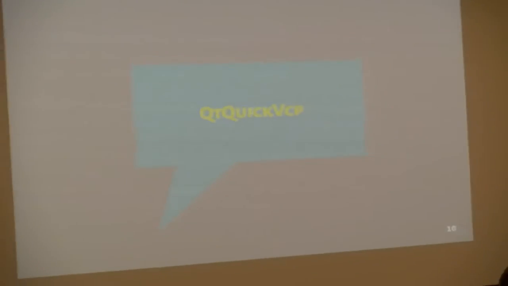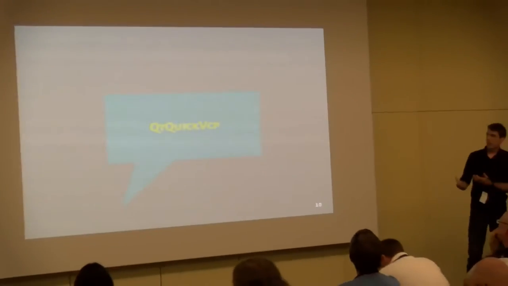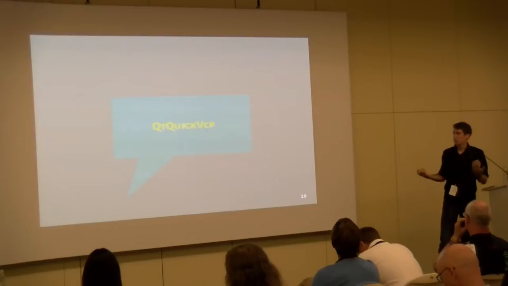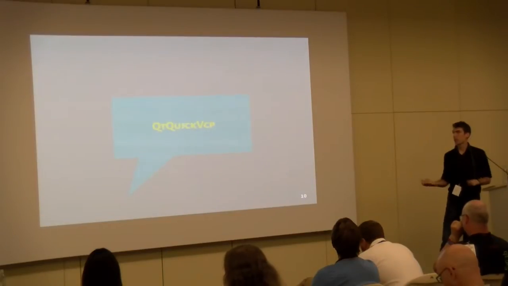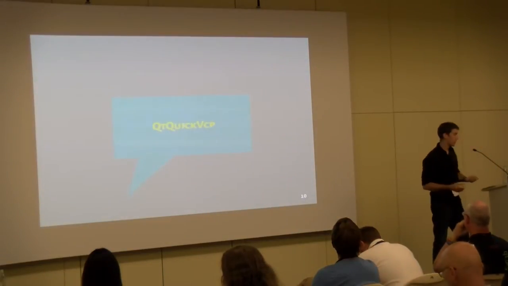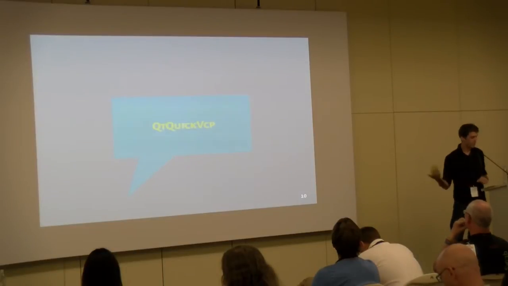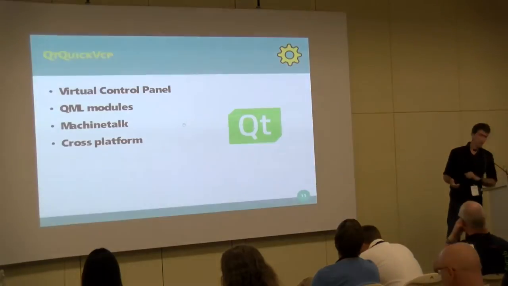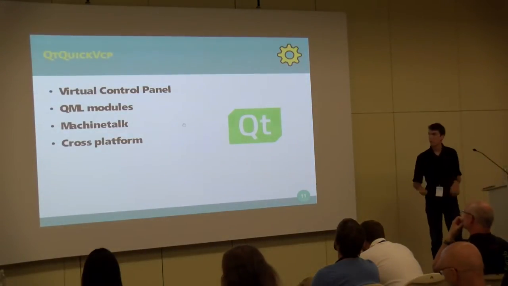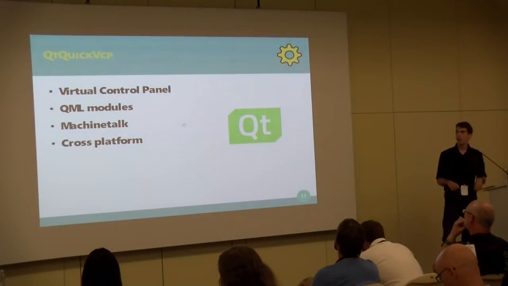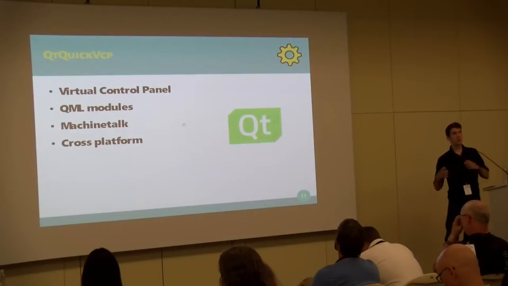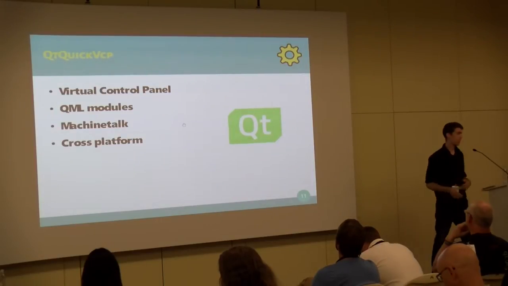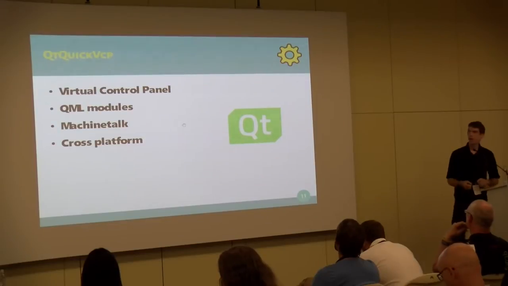This is very nice, but what should we do with it without nice user interfaces? And so for this reason, I started the QtQuickVcp project. VCP stands for Virtual Control Panel. This is what the user interfaces for Machinekit are traditionally called. And that's where I get the name from.